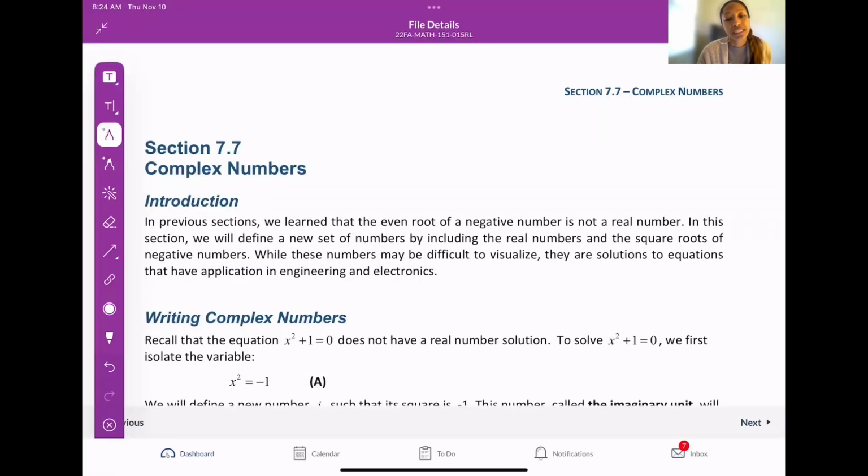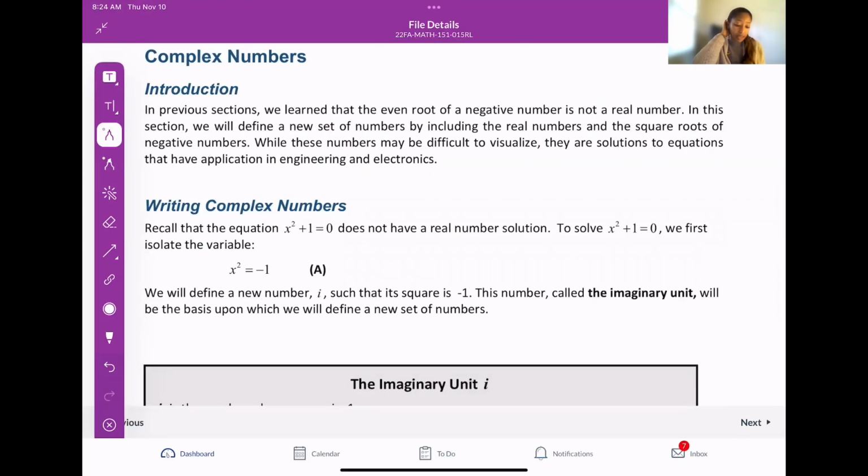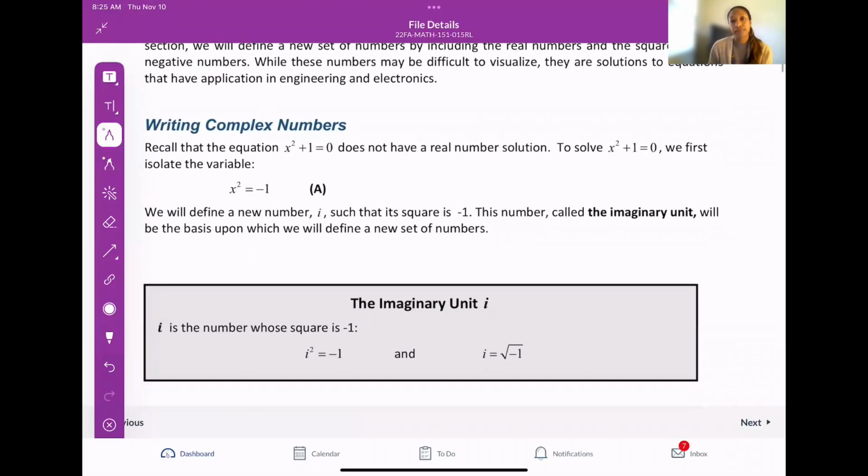All right. So in section 7.7, we're talking about complex numbers. Introduction. In the previous sections, we learned that the even root of a negative number is not a real number. In this section, we will define a new set of numbers by including the real numbers and the square roots of negative numbers. While these numbers may be difficult to visualize, they are solutions to equations that have applications in engineering and electronics. So complex numbers are important because they do actually somehow pop up in real life and help us in engineering applications.